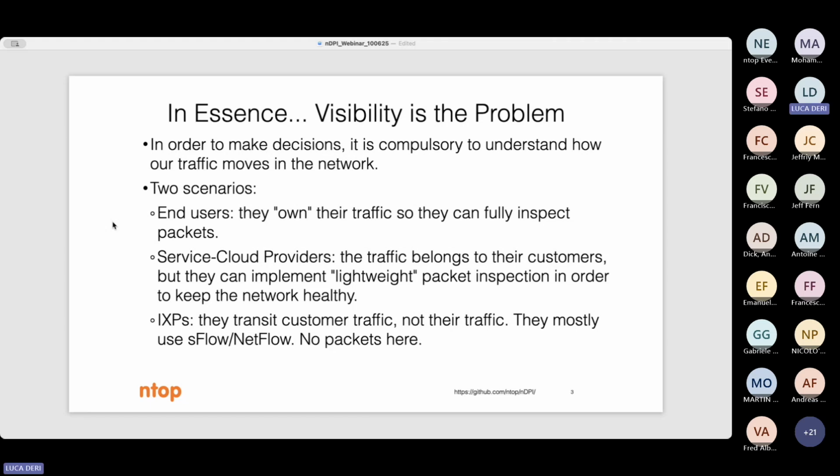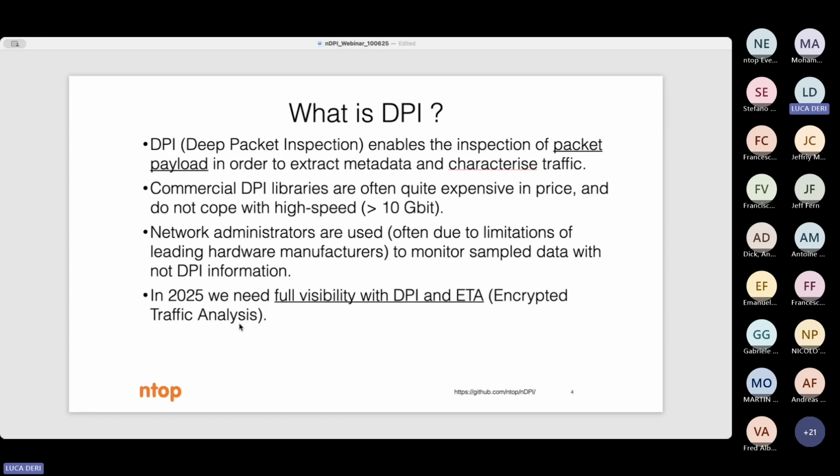But in both cases, we need DPI. In one case, for example in an IXP, you need to interpret the traffic according to the DPI rules, limiting it to the packet header, to what the flow is reporting. If instead you have the ability of looking at the full packet content, then you have the ability of going deep into the packet. So what is, in essence, DPI? DPI is the ability of inspecting packet payload. Therefore, if you don't have packets, you don't have DPI. This is a simple equation.